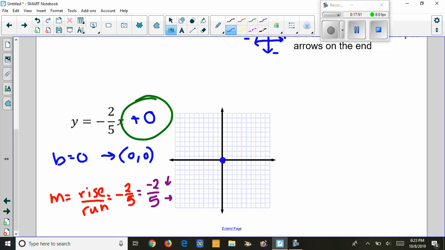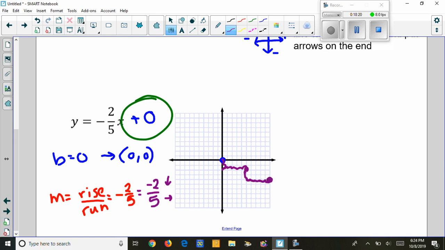Starting at the origin, I count down 1, 2, and then 1, 2, 3, 4, and 5, and put a point there. I'll put another point. 1, 2, I'm sorry, I almost counted too far. Back up. 1, 2, and then 1, 2, 3, 4, and 5.